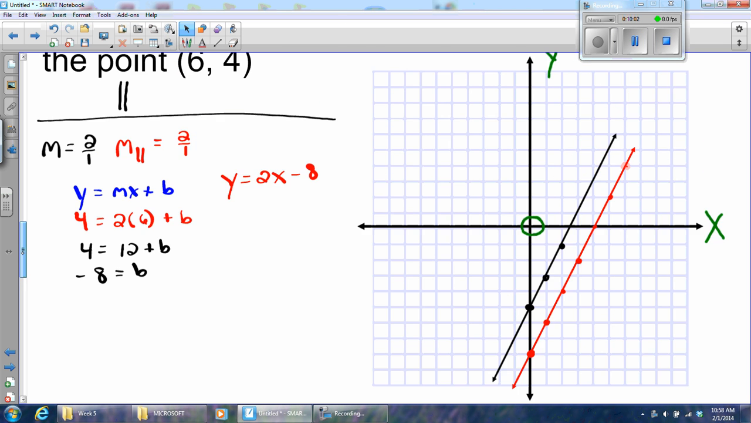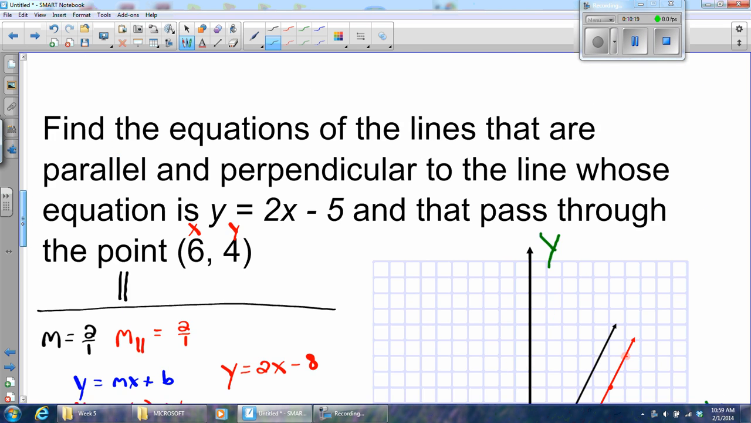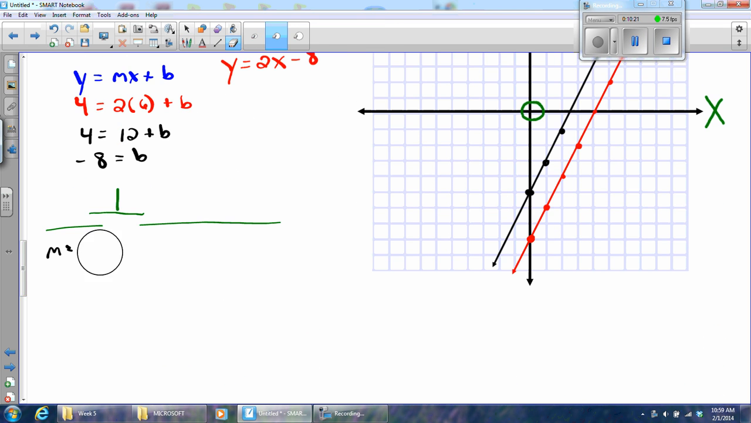Okay, so that's the first part. The second part is to do the perpendicular part. Okay, so now I've got to do the perpendicular part. Upside down t is the symbol for perpendicular. Remember, my original slope was 1/2, right? Oh, no, it's 2/1, excuse me. Okay, it's 2/1. The perpendicular slope, the slope perpendicular, will be the negative reciprocal. So now I know the slope of the second equation.